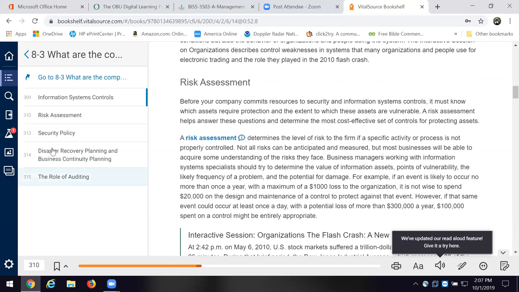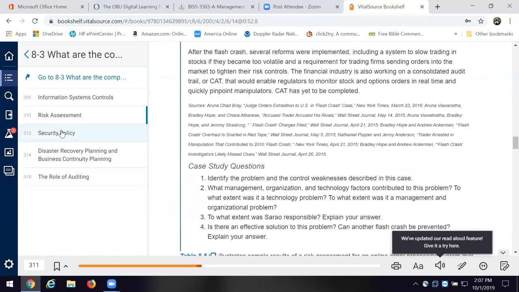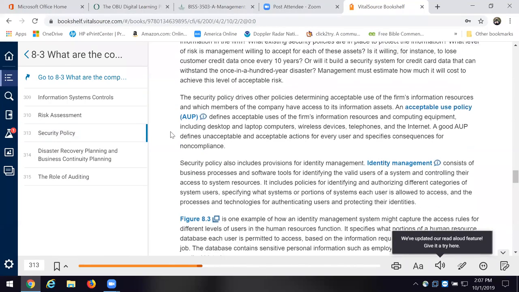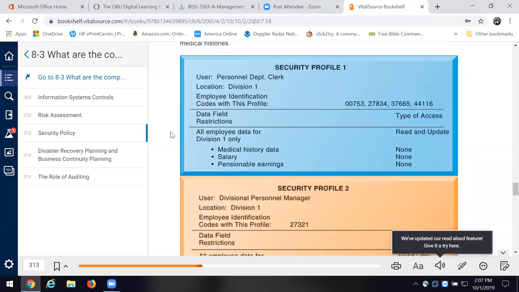The other issue that's important here that comes into play is the issue of security policies. And what statements do you have? Security profiles, okay? Meaning who has access to the information. We talked about this some the other day. We talked about information governance, and part of that is the issue of security. Who can see what? Who can access what? Who can print out what? Who can download what? And who can store on their machine what?